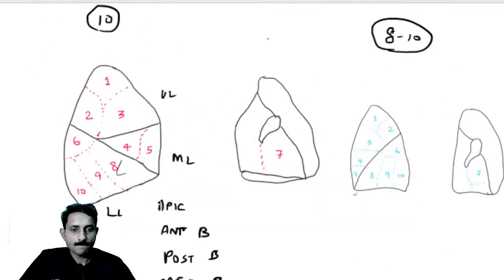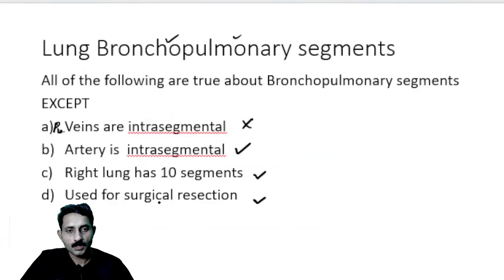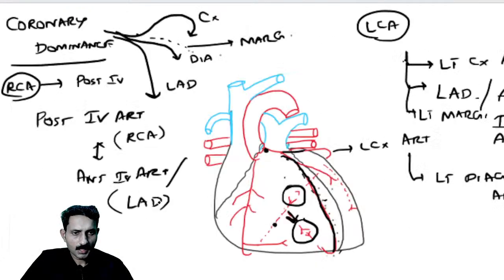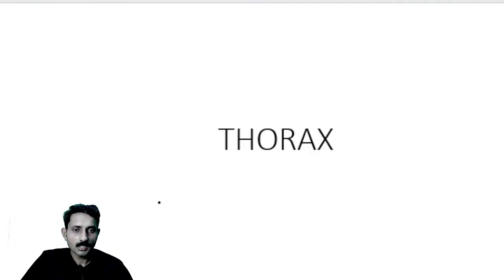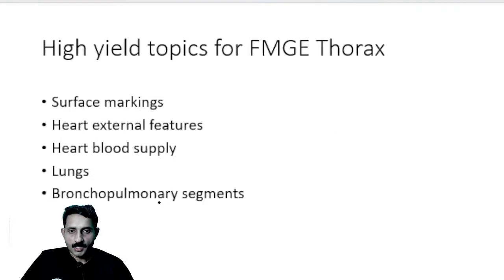Okay. So these are the commonly asked core topics. I have tried to cover as much as possible in the thorax: surface marking, external features of the heart, blood supply of the heart, lungs and bronchopulmonary segments. So don't go to the exam without reading these topics. Okay. Some more topics are there related to the thoracic duct, that also try to cover.